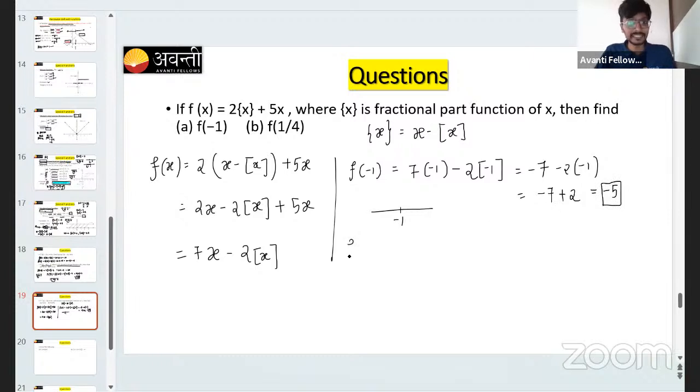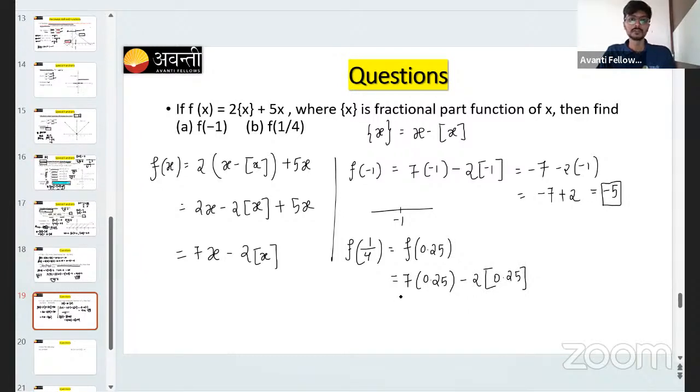Again, next is f of 1/4. Again, what is the hint? खाली इसको किस में कन्वर्ट कर लो? You can convert it into point form, decimal form. So 1/4 is 0.25. Now x की जगह पे क्या रख दो? 0.25. So if I input 0.25, I will get 7 into 0.25 minus 2 into step of 0.25.